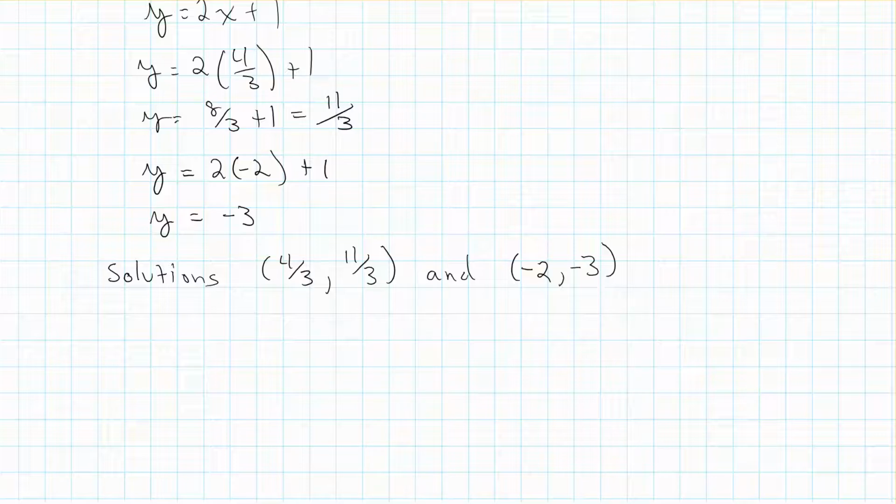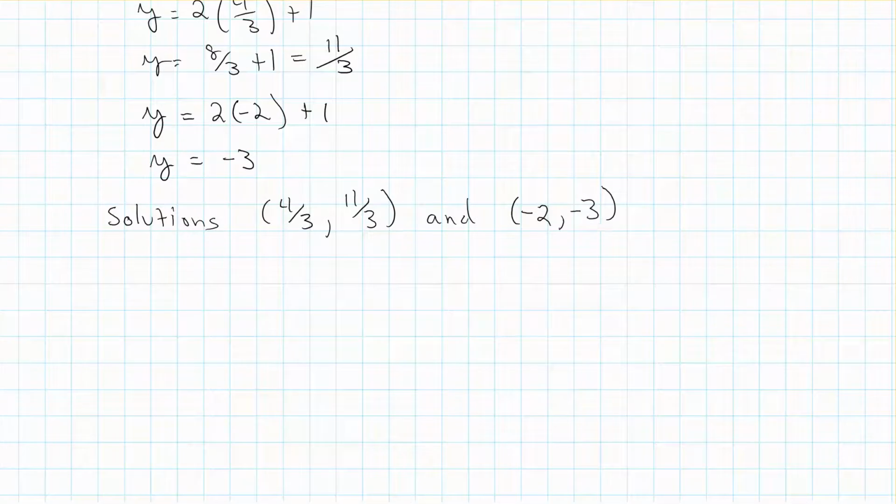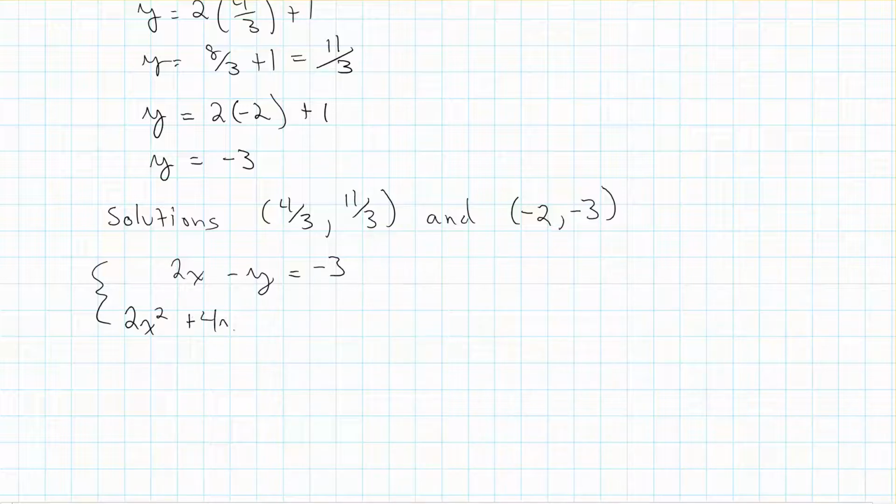Okay, well let's look at another example here. Let's look at the system of equations: 2x minus y equals negative 3, and then 2x squared plus 4x minus y squared equals 0. Now again, we pick either equation and we solve for either x or y.